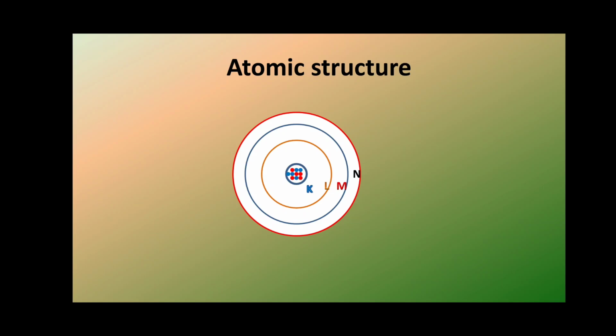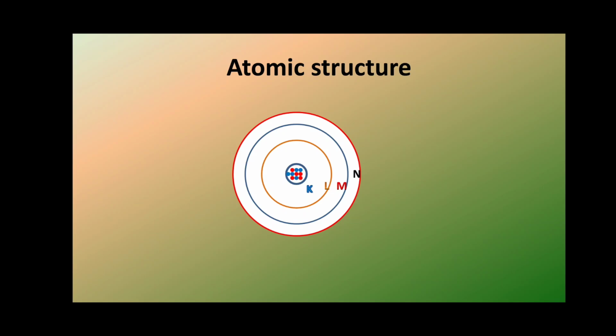When we consider any atom, an atom is formed from the nucleus and the extranuclear part. Here you can see at the center is the nucleus, and the exterior part is called the extranuclear part. So firstly I would like to explain the nucleus.